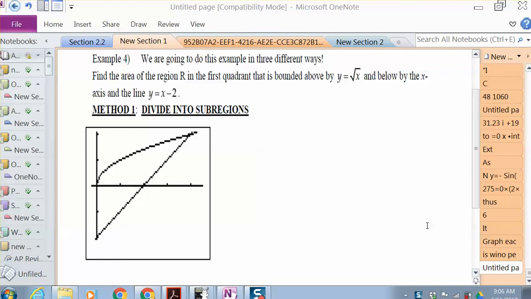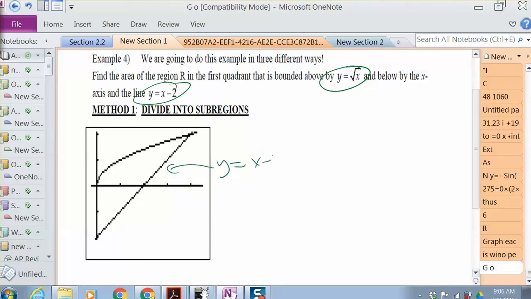Okay, so we're going to talk about 7.2, example 4, the middle of page 3 of the notes. So that's where you want to go. Here we have two curves again, right? y equals root x and y equals x minus 2. Obviously, this one is y equals x minus 2, and this one is y equals root x.